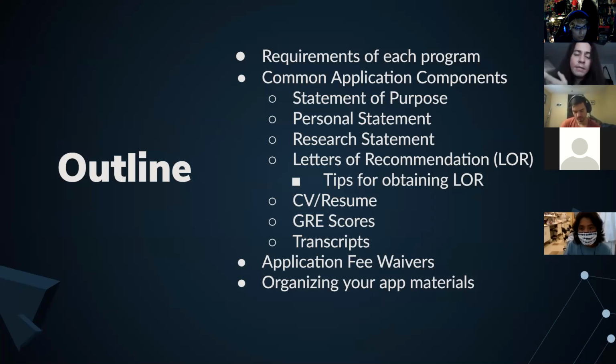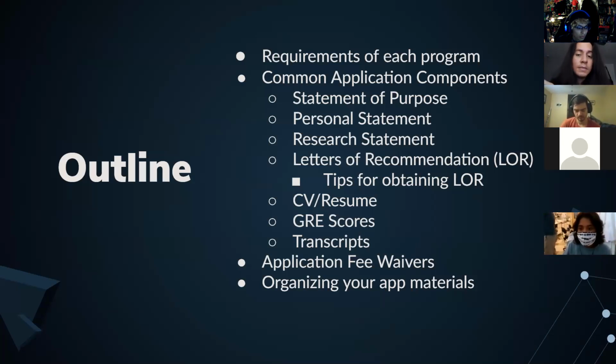So stuff like statement of purpose, personal statement, research statement, as you can tell from those names, they're essays that you got to write. And you got to write each essay for each college. So you also got to get some letters of recommendation, and we'll give you some tips on how you can get those letters. Some of them will ask you for your CV or resume, although most times it'll be CVs because it's academia.